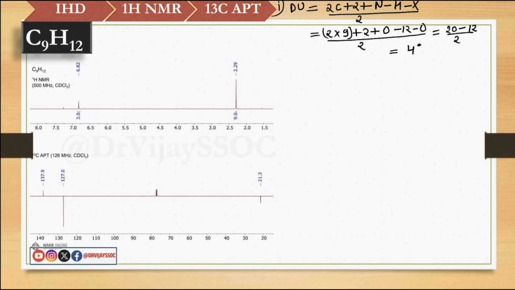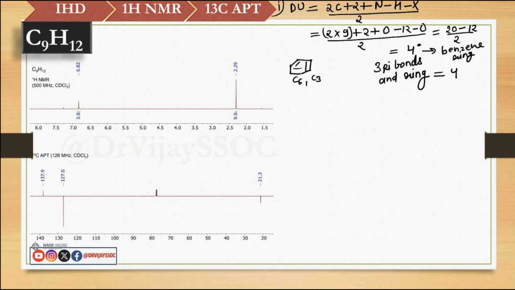Since 4 degrees of unsaturation are there, we can say that there is a benzene ring, and the benzene ring has 3 pi bonds and 1 degree of unsaturation attributed to the ring. Therefore it is equal to 4. So now we have a benzene ring in the molecular structure. There are 6 carbons already occupied by the benzene ring. Now 3 carbons are left over.